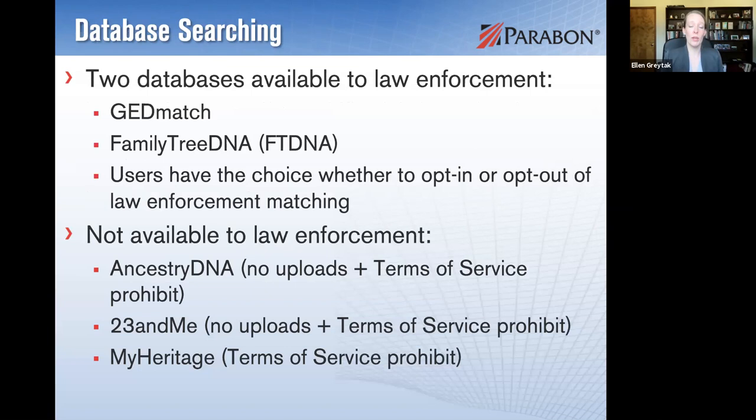And the two databases that we can use are GEDmatch, which is a public genetic genealogy database, and FamilyTree DNA, which is a DNA testing company, but also allows people to upload their DNA files to it. And in both of those sites, users have a choice whether to opt in or opt out of law enforcement matching. So you can use GEDmatch, you can use FamilyTree DNA and say, I do not want law enforcement to be able to compare to my DNA, and that is your choice. So we're only comparing against people who are opted in. And other DNA databases like Ancestry, 23andMe, MyHeritage are not available to law enforcement, either because they don't allow uploads and or because their terms of service prohibit it. So we're limited to these two databases and only to people who are opted in.